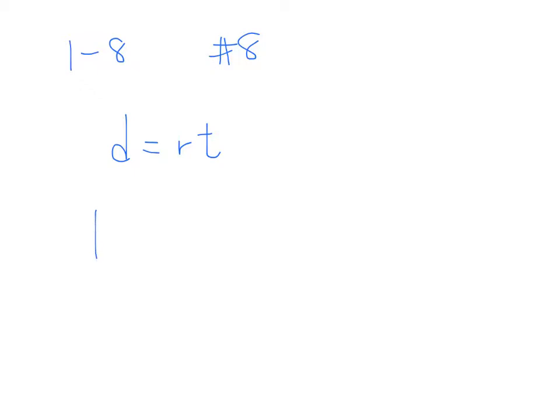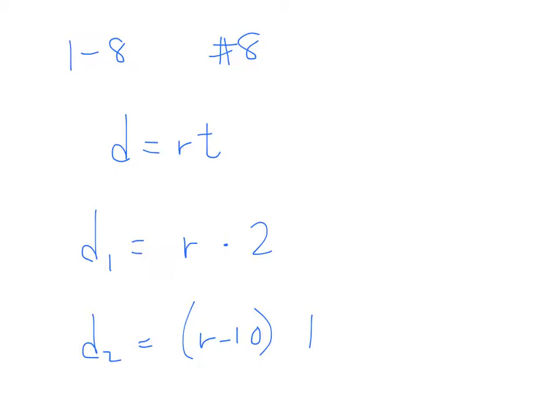Now, we could say that D1, the beginning piece, is equal to R times 2, because it's how many hours? In the beginning it's 2 hours, right? Then D2 would be R minus 10 times 1 hour. Why did I put R minus 10 there? 10 miles an hour is slower than the first one. Okay, now, what do I know about D1 and D2 together?